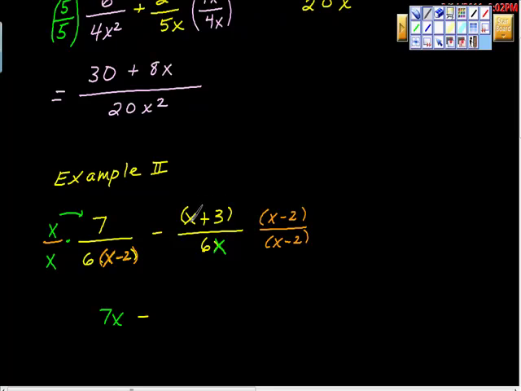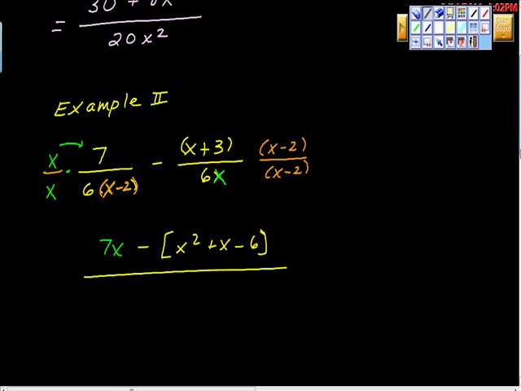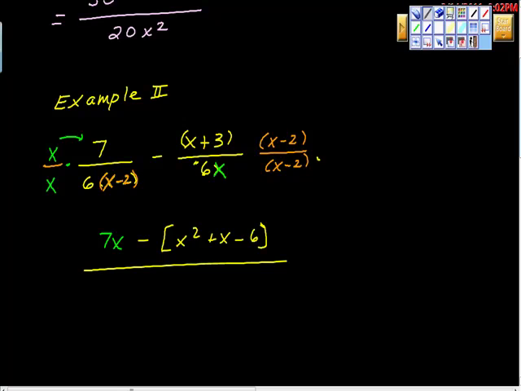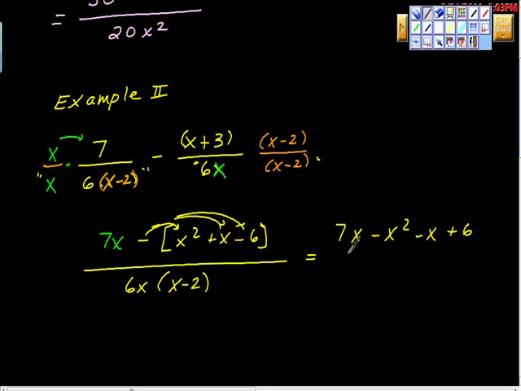So we get here, this is x squared plus x, isn't it? Minus 6, I think, isn't it? Isn't that right? All over, then look, don't these match? This is a match for this. So we have 6x times x minus 2 here, don't we? Multiply this thing through here, here, and to here. And we'll get 7x minus x squared minus x plus 6 all over 6x times x minus 2.